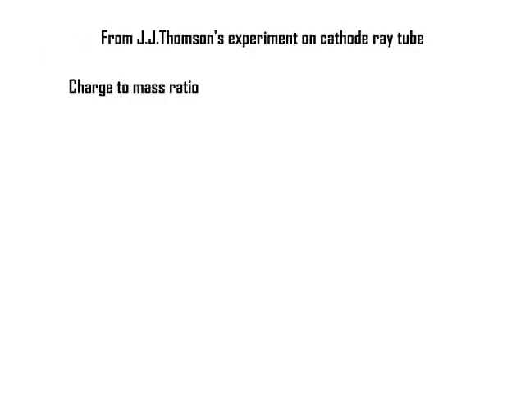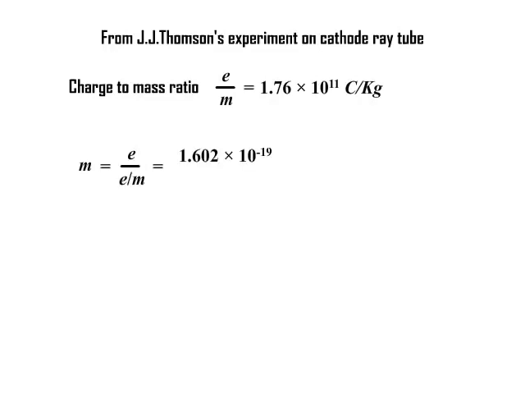We already know the charge to mass ratio of an electron from the experiment of J.J. Thomson with the cathode ray tube. The ratio was 1.76 into 10 to the power 11 coulombs per kg. From this, m equals the charge of an electron divided by the charge to mass ratio, which is equal to 1.602 into 10 to the power minus 19 divided by 1.76 into 10 to the power 11.